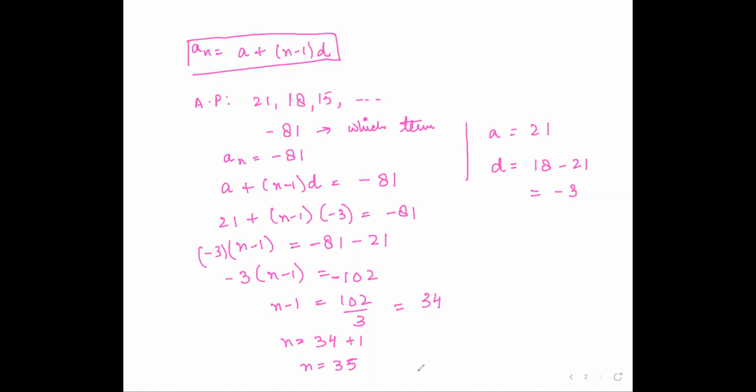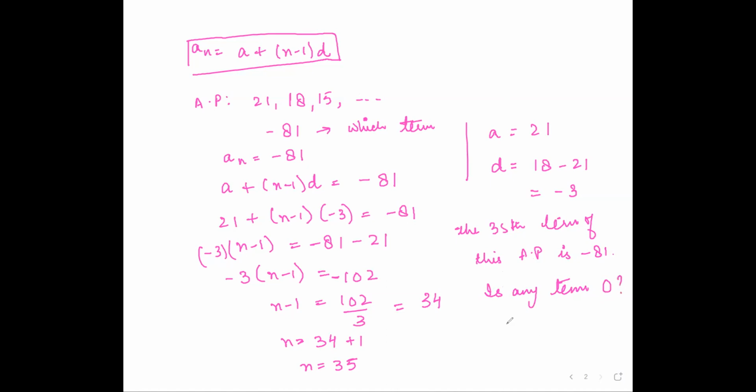Okay, so minus 81 is the 35th term of the AP. Now in this question, he's also asking, is 0 also a term? Like, is any term 0? How will you know this? Whether 0 is a part of this AP or not.